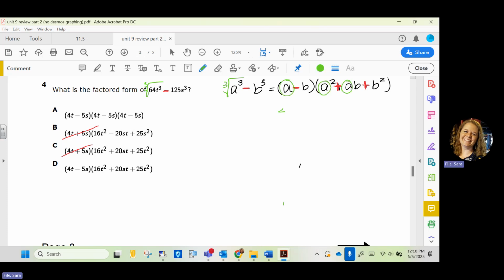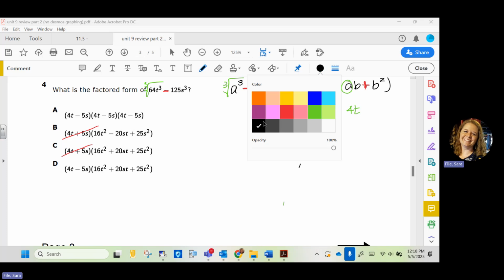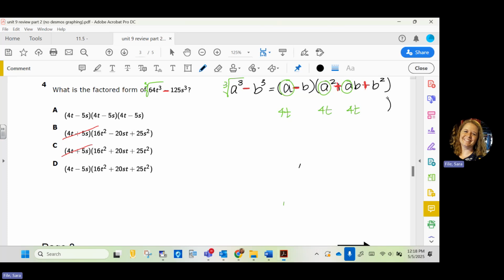So I'm going to have 4t everywhere there was an a. Go ahead and put all the parentheses here, and signs. Now this entire thing is squared. So put parentheses around it, squared, plus, it's going to be a plus, and whatever goes here is also going to be squared.